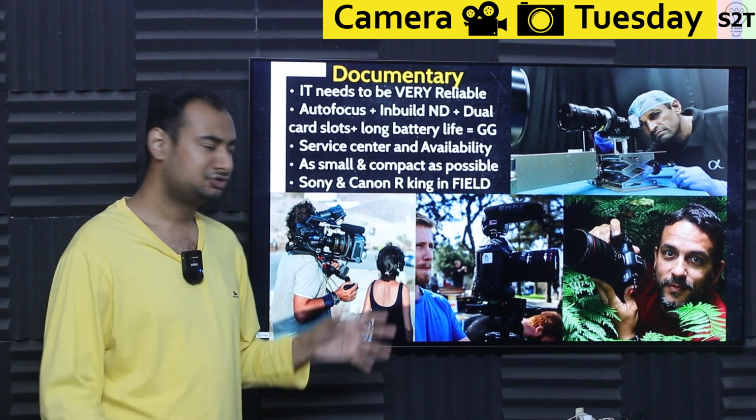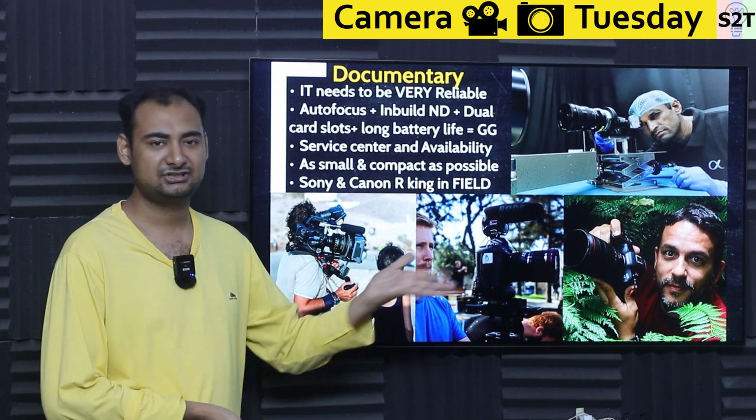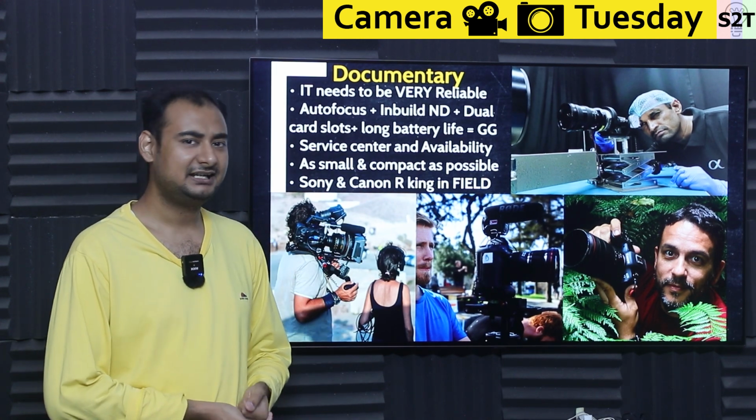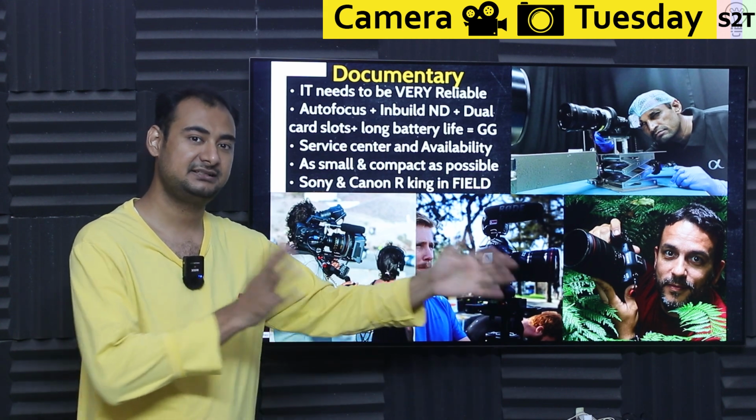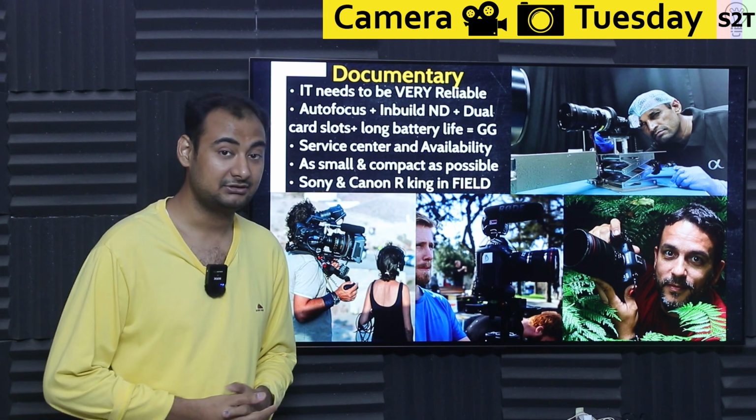Now in this field, Sony and Canon are very big kings. You must have noticed that Canon cameras are generally not used for cinema systems. So why does Canon have a whole line of C series cameras? Who is buying that? Documentary filmmakers love them, and they were really good at it.